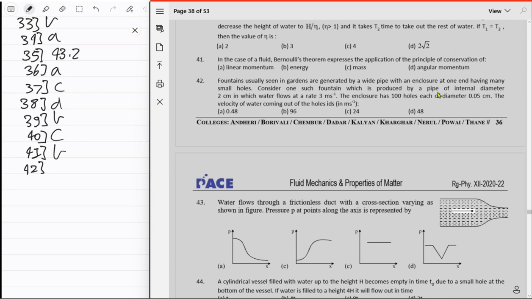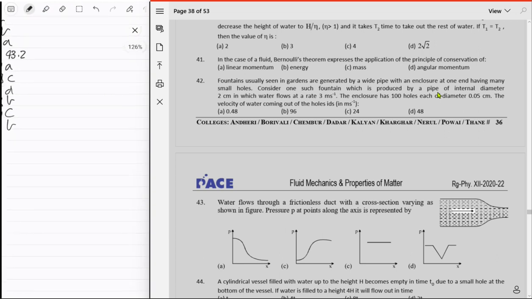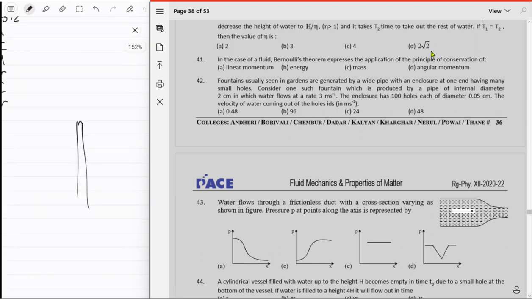Oh, okay, I think it's like the shower head or whatever, something like that, right? So it's just a very sophisticated shower head, basically. The velocity of water coming out of the holes. Okay. So this is the thing. This is our pipe.